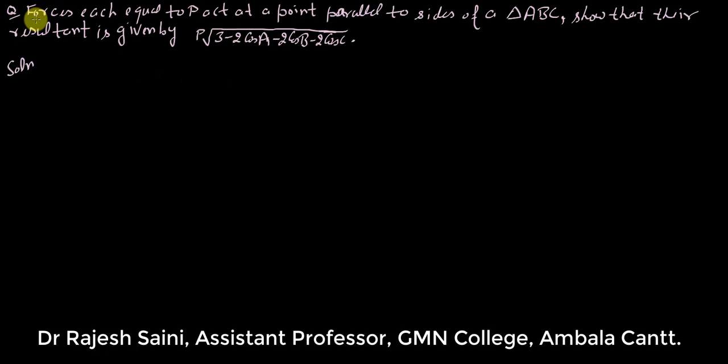In this video lecture we will study a problem based upon the resultant of a number of concurrent forces. The statement of the problem is: forces each equal to P act at a point parallel to the sides of a triangle ABC. Show that their resultant is given by this expression. So forces each of magnitude P are acting at a point and parallel to the sides of a triangle.